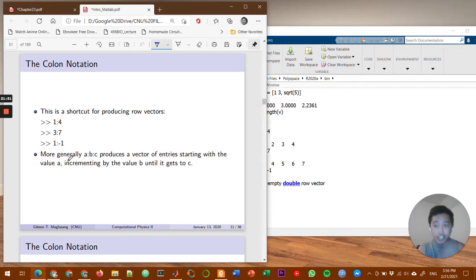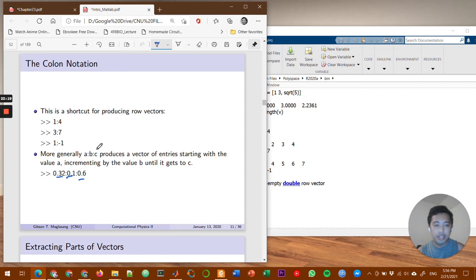More generally, creating a vector is this: a colon b colon c. A is the starting point, b is the increment, c is the endpoint. Okay? For example, say your starting point is 0.32, your increment is 0.1, and the endpoint is 0.6.